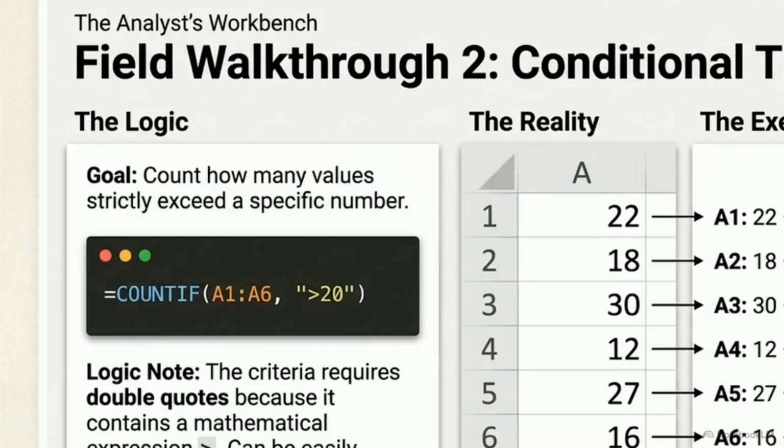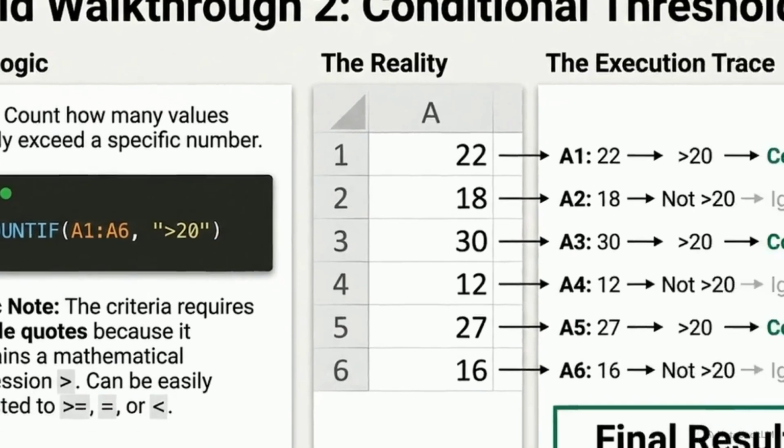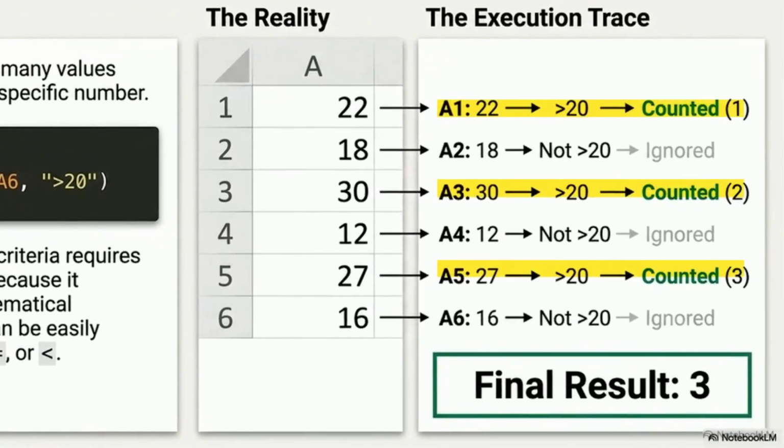In the second scenario, we apply a conditional threshold to count values strictly exceeding 20. Taking a look at column A, the line-by-line check reveals 22, 30, and 27. The formula skips 18, 16, and even exactly 20, resulting in a final count of 3.